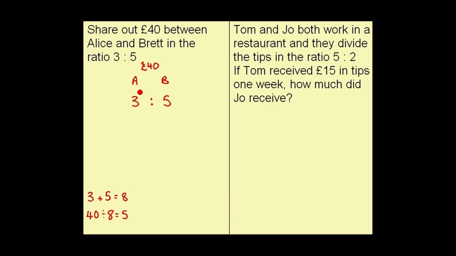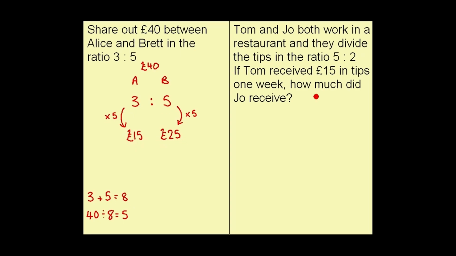That's 5. Alice gets 3 of these shares, so she gets 3 times 5. And Brett gets 5 of the shares, so he gets 5 times 5. So Alice gets £15 and Brett gets £25. So to summarise, I see how many shares I've got altogether, that's 8. I divide the money, which gives me £5 per share. So Alice is getting 3 lots of £5 and Brett gets 5 lots of £5.